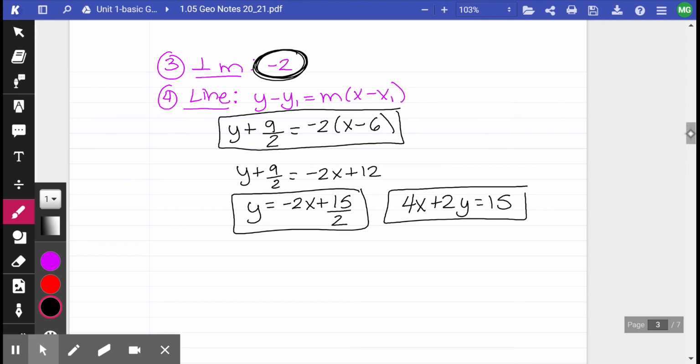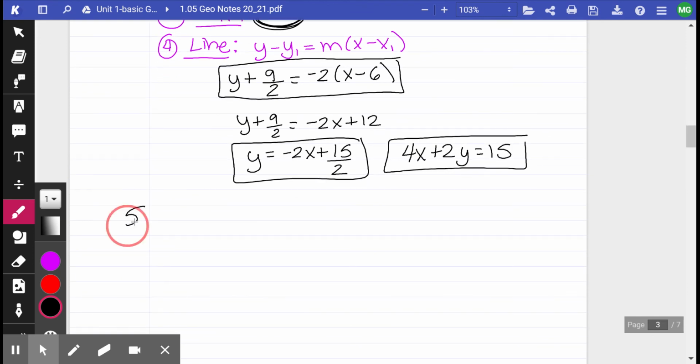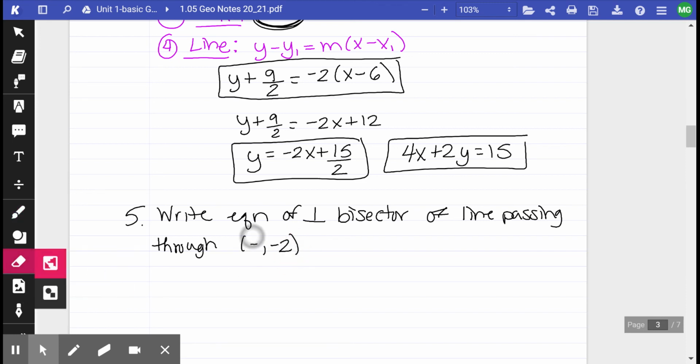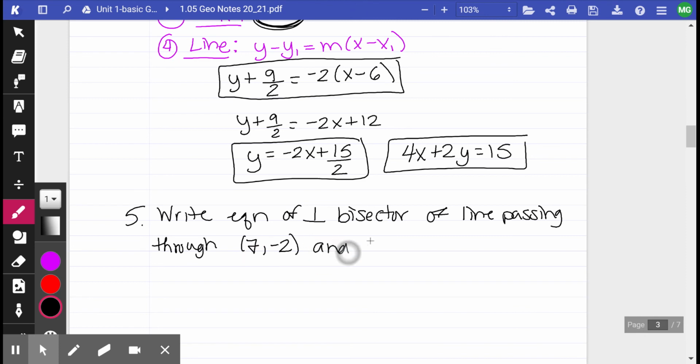And we'll do one more of these. So number 5, write the equation of the perpendicular bisector of the line passing through 7, negative 2. Rewrite that 7, negative 2, and 4, 3.